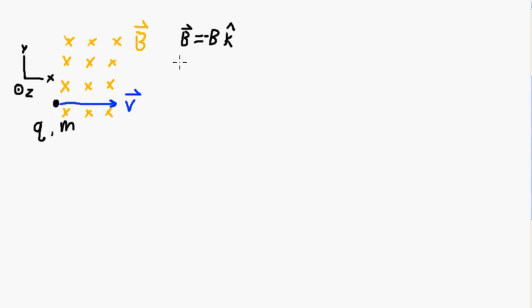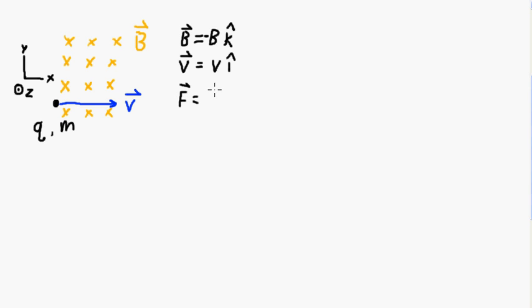The velocity is going in the x hat direction, so the velocity is your speed, the scalar v, times i hat, because you're going to the right. If you're going to the right, that's your velocity. You are going into the page, that's your magnetic field. And so now, what's the force acting on this particle?